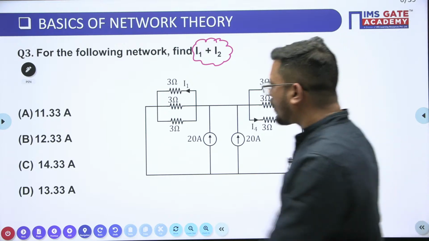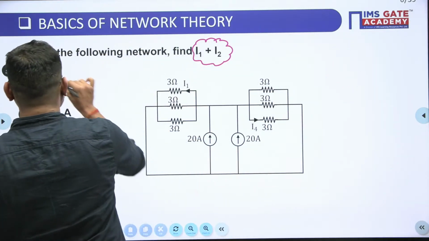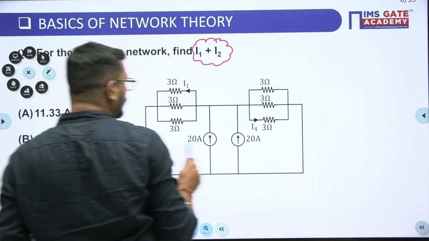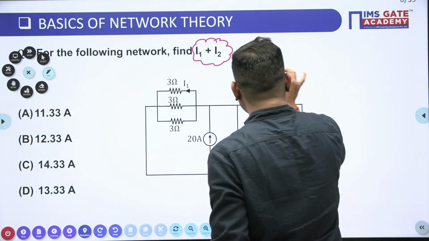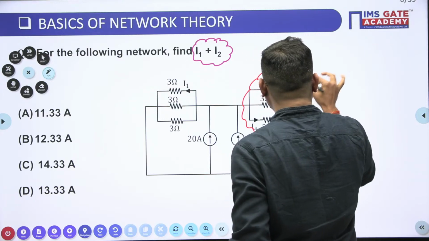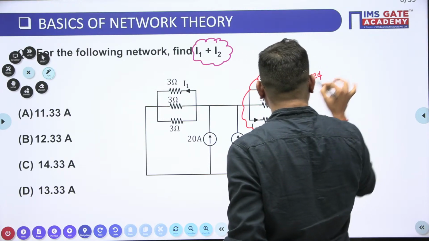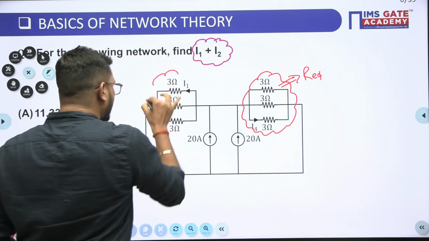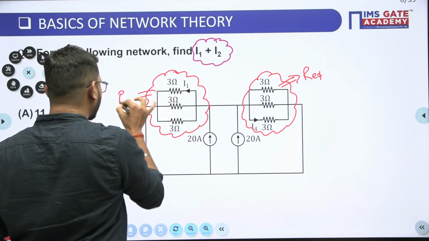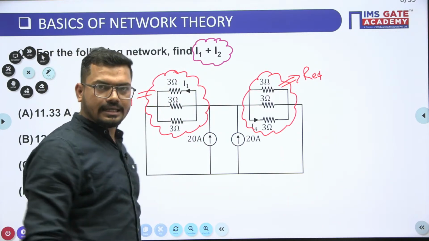Okay, so just see here what we can do. Can I find R equivalent here? Yes or no? And similarly, can we find R equivalent here also? Is it correct? Yes or no?